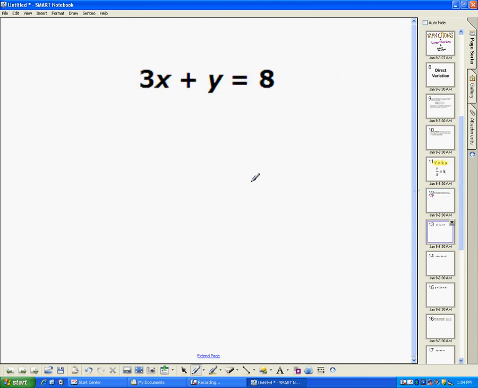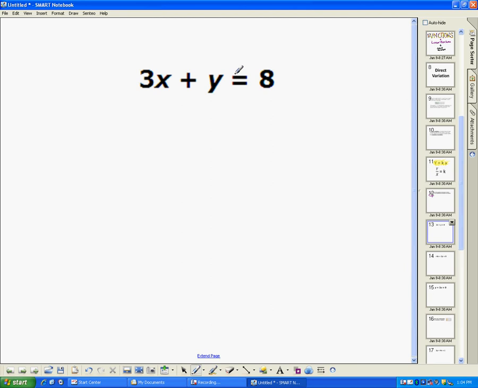In this example, 3x plus y is equal to 8. When we look at it right away, it doesn't look like y is equal to kx. But what we can do is rewrite it and solve for y. So it says y is equal to something, and if it looks like it's in the same form, then we know that it's a direct variation.